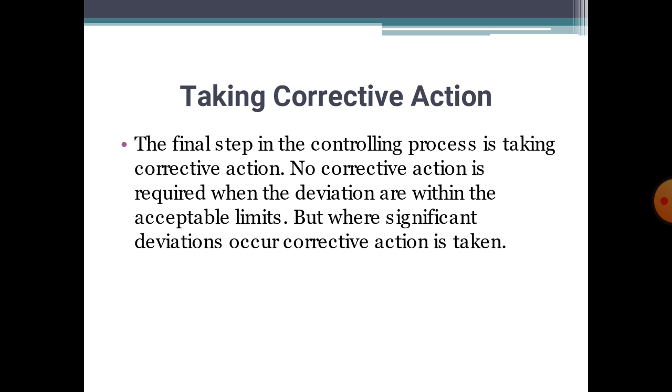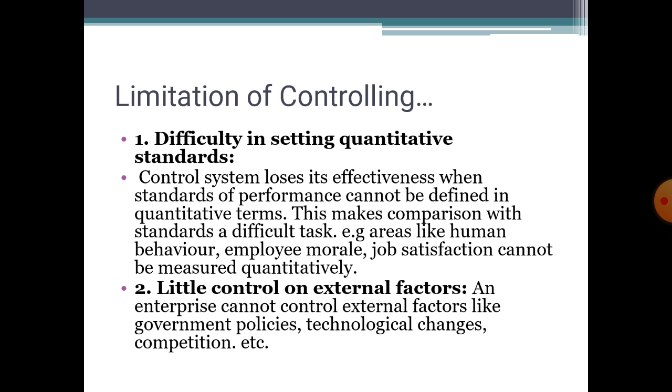Next we will deal with the limitations of controlling. The first is difficulty in setting quantitative standards. Whatever standard is set, people generally face difficulty. The control system loses effectiveness when standards of performance cannot be defined in quantitative terms. This makes the comparison with the standard a difficult task. For example, areas like human behavior, employee morale, and job satisfaction cannot be measured quantitatively.